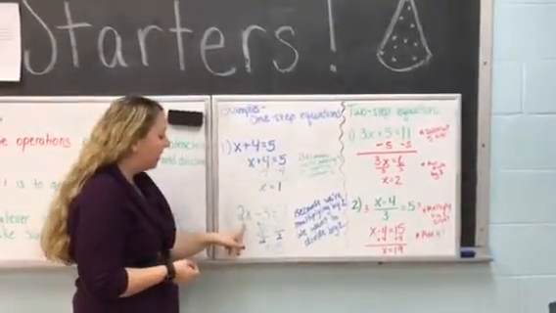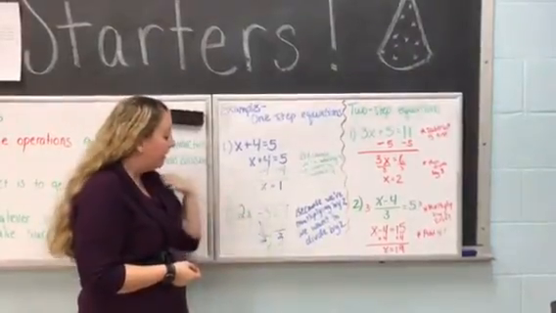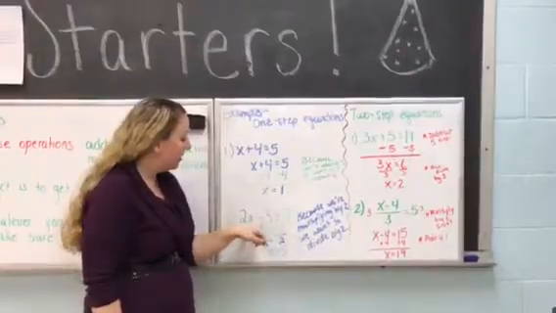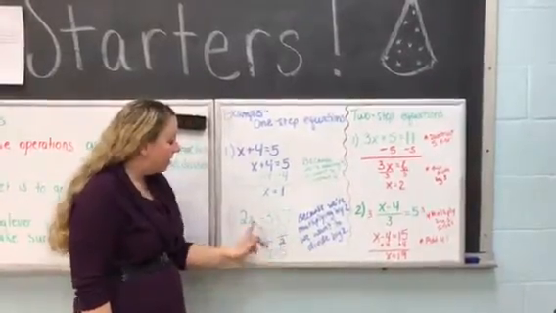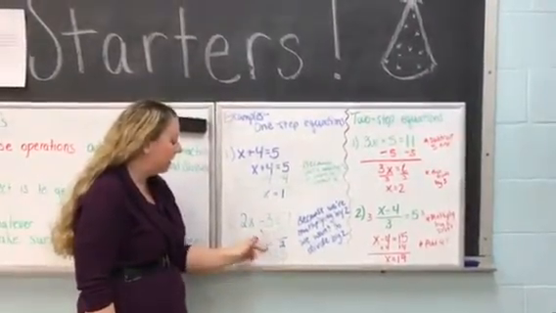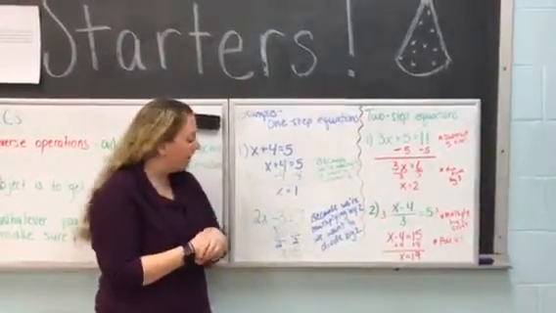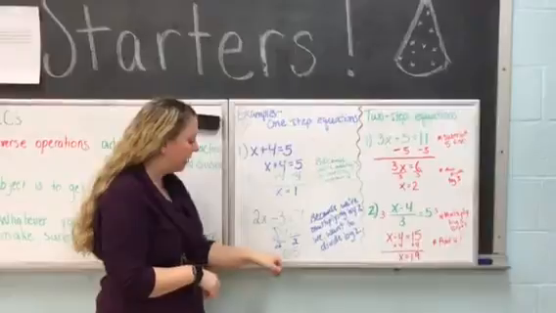And then we have 2x minus 3 equals 7. So you want to add 3 to both sides to get 2x equals 10. And then you want to divide by 2, because this says 2 times x, and the inverse of multiplication is division, and you get x equals 5.